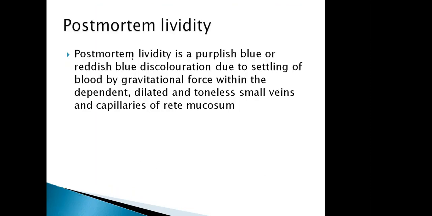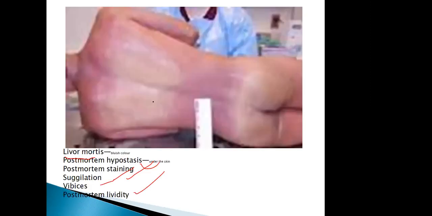So what is postmortem lividity? Postmortem lividity is the purplish or bluish, or reddish blue discoloration due to settling of blood by gravitational force within the dependent parts, in the dilated and toneless small veins and capillaries of the rete mucosum. So this is very important. This is nothing but the purplish or purplish blue or reddish blue discoloration on settling of the blood due to gravitational force within the dependent parts. So you can see here the discoloration on the dependent parts. Here you can see the discoloration on the dependent part.